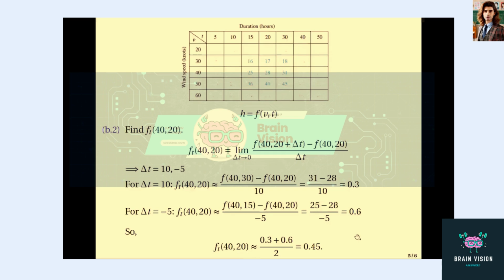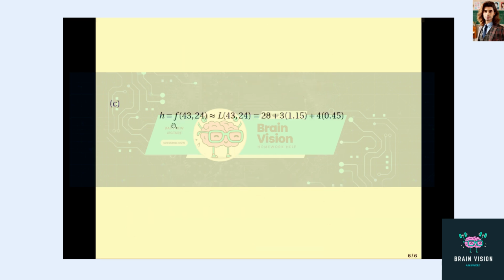Substituting the values that we have, f of 43, 24 is approximately 28 plus 3 times 1.15 plus 4 times 0.45, and this is 33.25, meaning h is approximately 33.25 when v equals 43 and t equals 24.